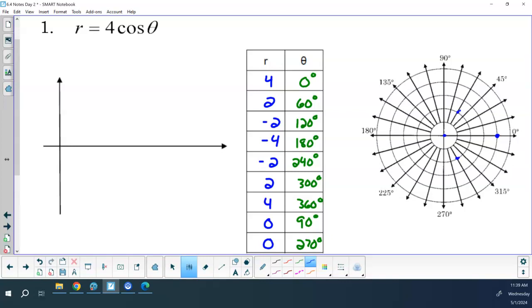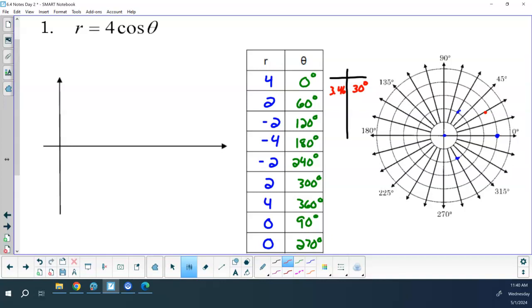Probably should fill in something a little bit better, you know what I mean? I know you don't want to, but I think we should. Let's do 30 degrees. Using your calculator, what would approximately the R value be? 2 times the square root. Okay, what is it? 3.46. So that's kind of like 3.5, right? So that would be right about in there.